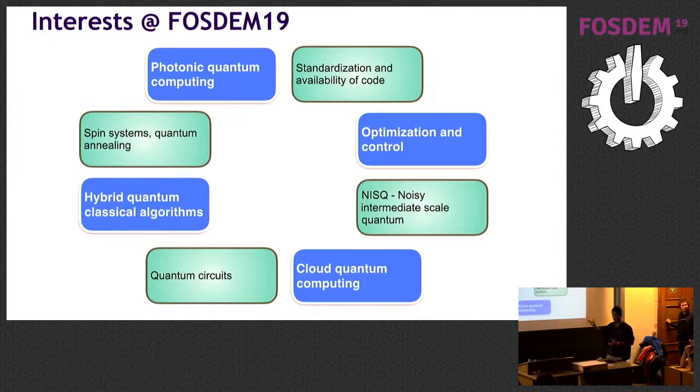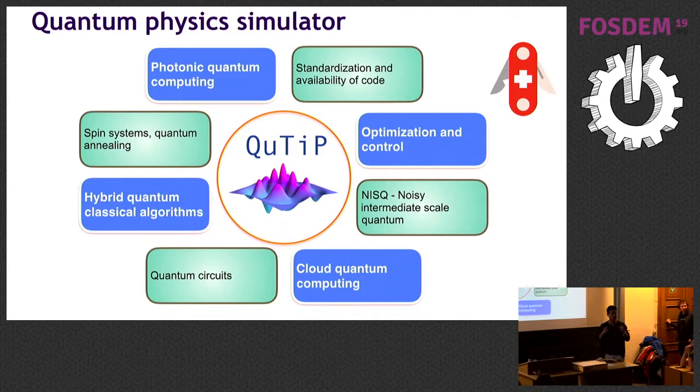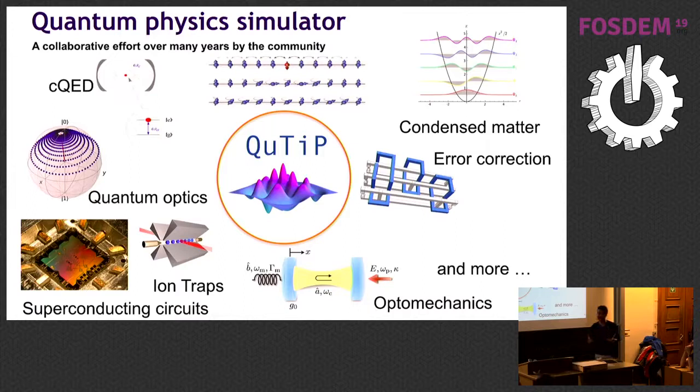So how does QuTiP, this tool, come into play? I would like to think of it as a quantum physics simulator, something like a Swiss Army knife with which you can do a lot of things in quantum physics. Before the quantum computing industry even started, researchers were already using QuTiP to do a lot of simulations of quantum systems. These were interesting to physicists: circuit QED, quantum optics, ion traps, superconducting circuits, very recently optomechanics, and I started a request to implement something called error correction and topological circuits. But now, to think of it, maybe it's a completely different project on its own.